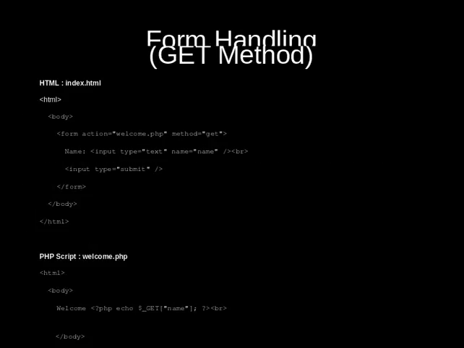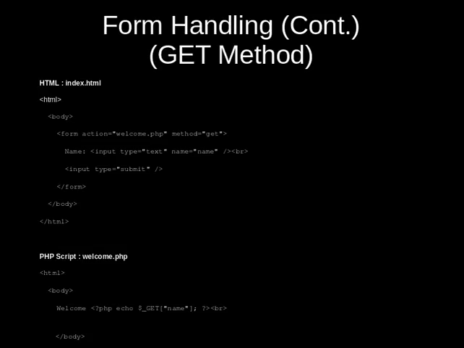Now let's see an example where we create an HTML file which has a form where action is equal to welcome.php and method is get. We create an input of type text with the name "name". We create a submit type button and end the form here. Now within welcome.php we say welcome, echo $_GET['name']. Now remember, this name is the name that we have defined in this input field.